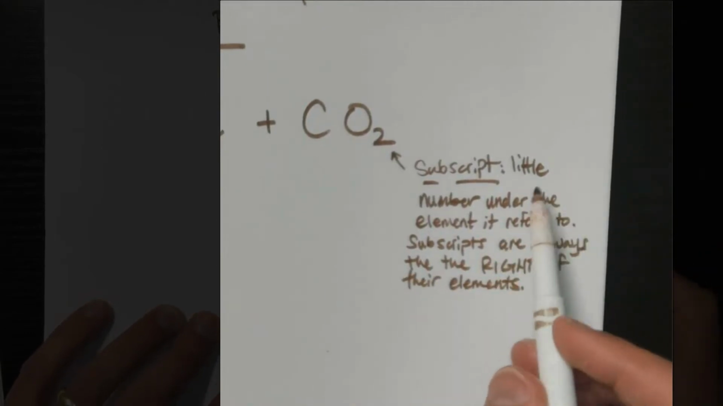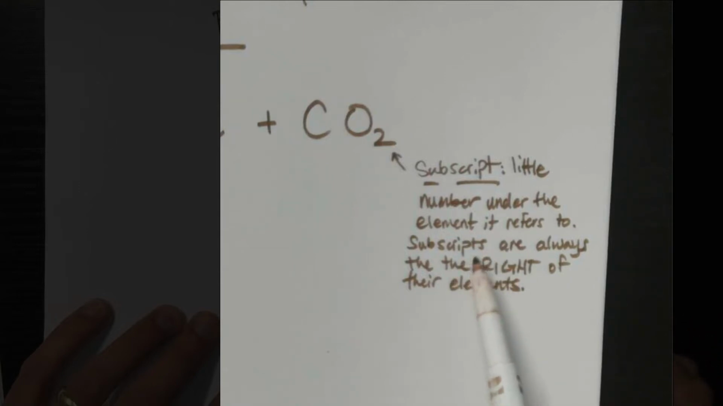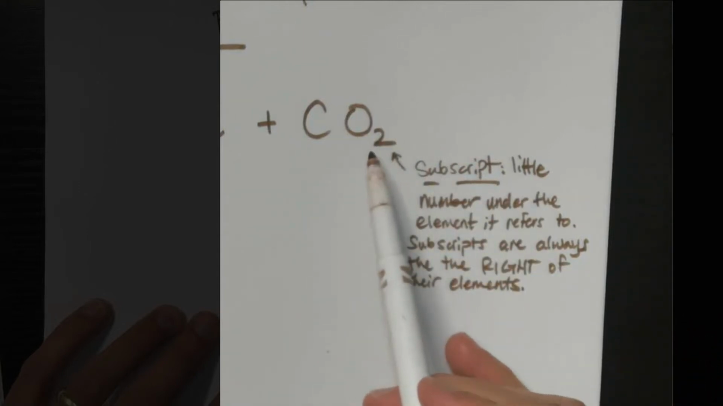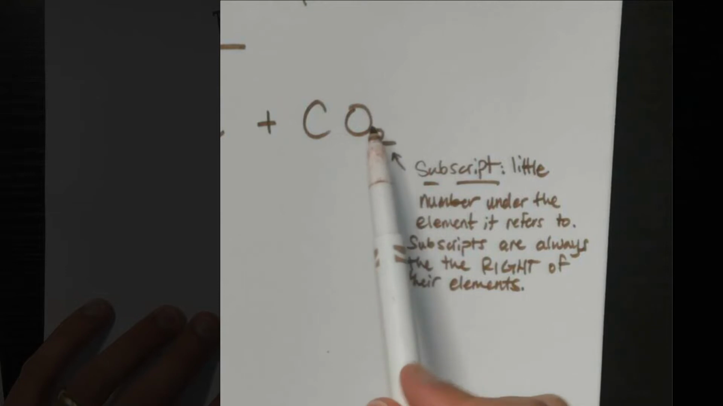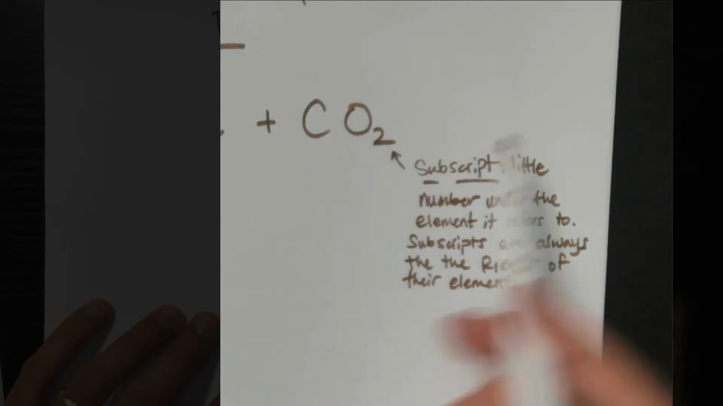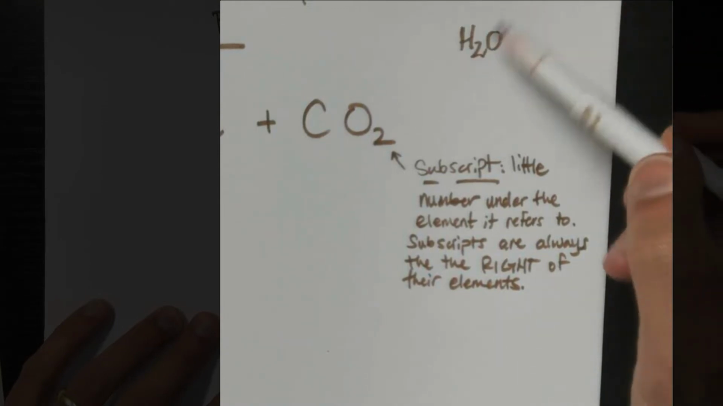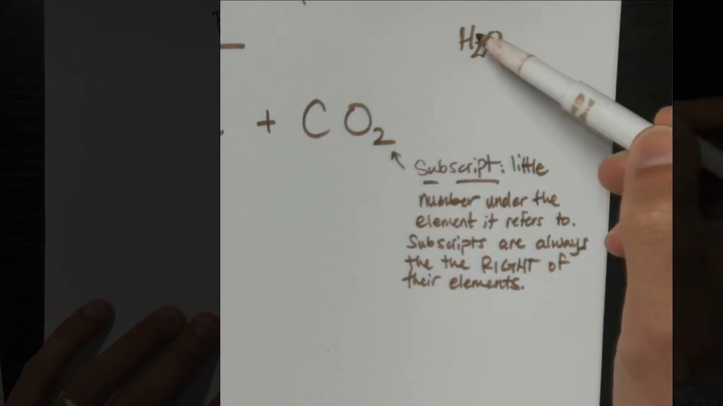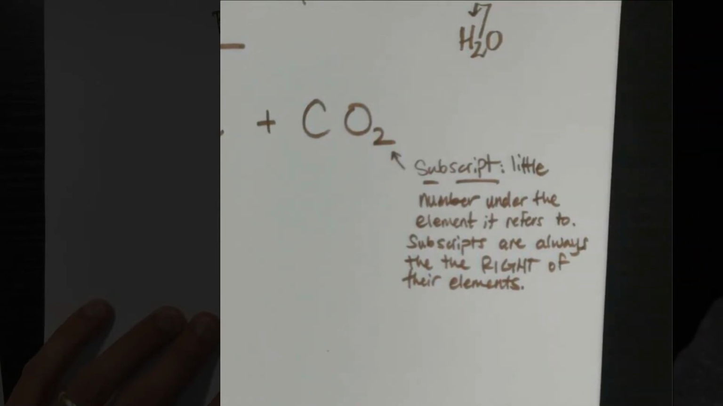Now, as you're taking those notes, I'll read out some of the important points. The subscript is this little number under the element it refers to, and it's always to the right of the element that it refers to. So the 2 is in reference to the oxygen. If you saw something like H2O, people sometimes wonder, does the 2 refer to the O or to the H? It's always to the right of the element it refers to. So the 2 is in reference to the H.